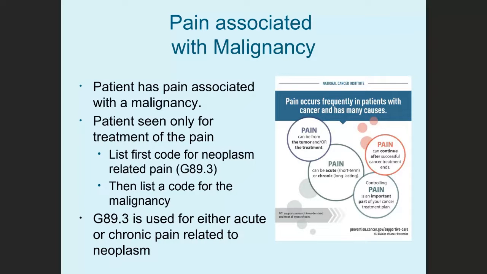So what else can go wrong? Well, sometimes a patient develops pain associated with the malignancy. Now, if the patient is seen only for treatment of the pain, not the malignancy, just the pain, code first neoplasm-related pain, G89.3, and then the neoplasm. Note that the guidelines state that G89.3 is used if it's acute neoplasm-related pain or chronic neoplasm-related pain. Either one of those, it doesn't specify acute or chronic.